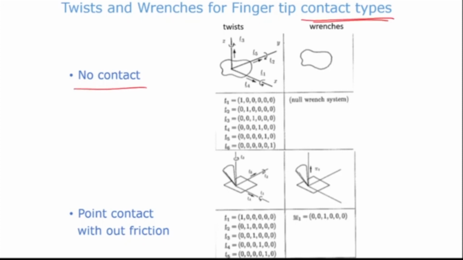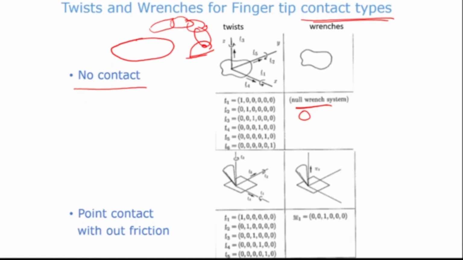So we have an object here, and let's say this is my finger, and there is no contact. In that case, how many twists and how many wrenches are possible? Now, if there is no contact, you cannot apply force. So there is no wrench possible; it is 0. A null wrench means 0 wrench. You cannot apply any force or moment because there is no contact between the finger and the object.